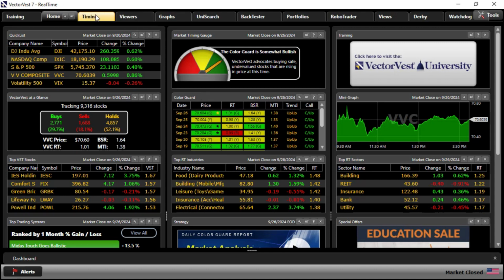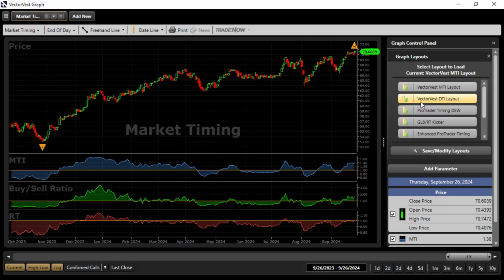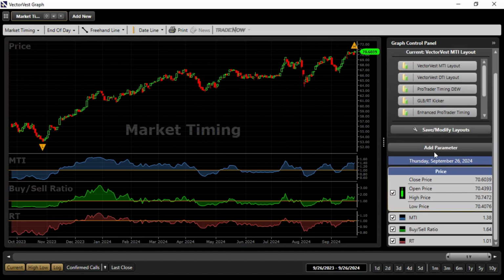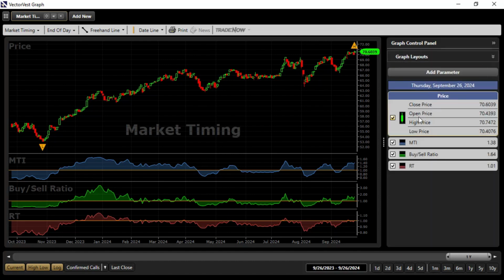So if I go to the timing tab and click market timing graph, we're now displaying each of those market timing system components graphically over a 1-year period, looking at daily data points. On our top graph, we have the price of the VectorVest composite represented in candlesticks. Let me get this window out of the way. First subgraph is the MTI. Next, we have the buy-sell ratio, and below that, we have the relative timing indicators.